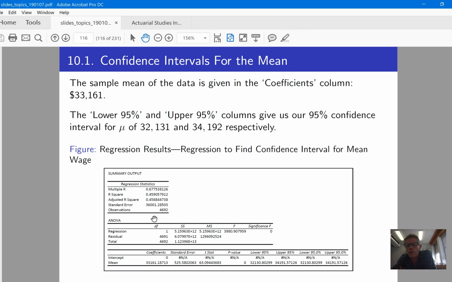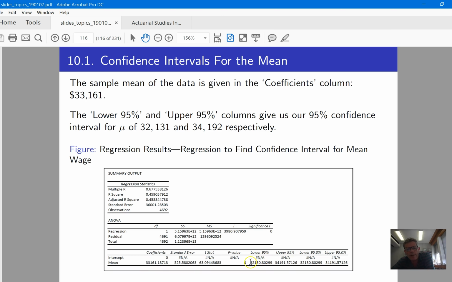Those of you who enrolled in the course and did your workshop and homework would have actually done this in reality. You would have calculated the average of a column of numbers, and then also run the regression I've just described and seen that the value you get for the coefficient on that variable called mean is the average. So the mean of this sample of data is $33,161.